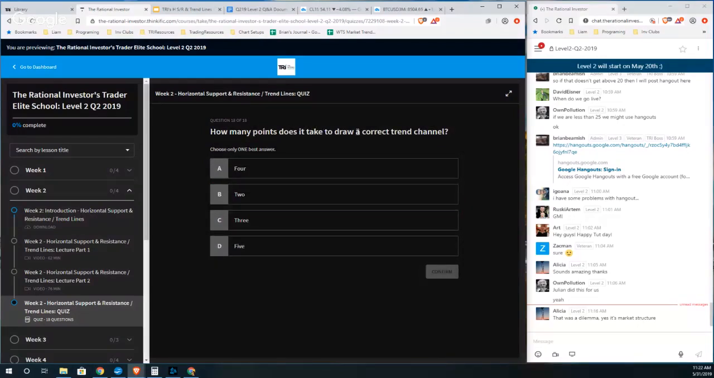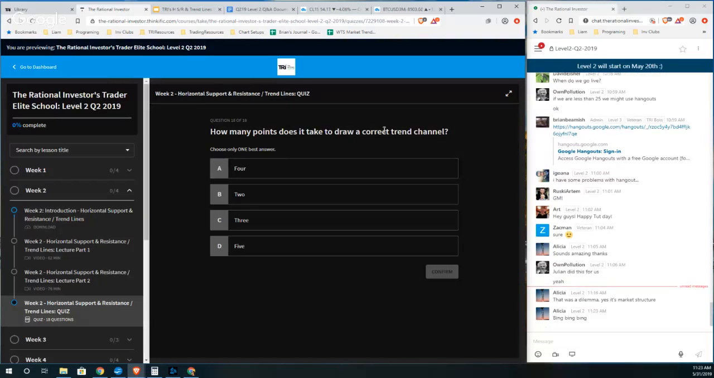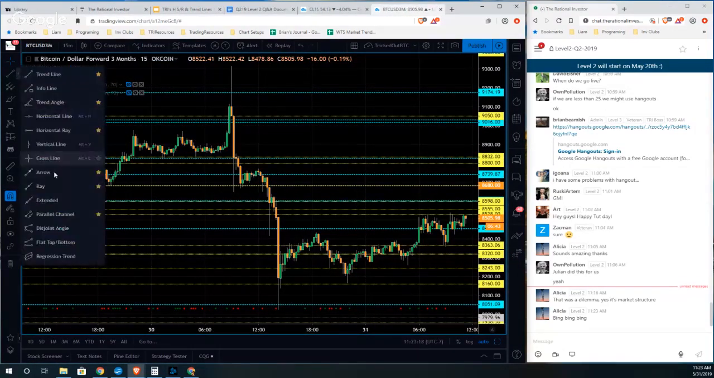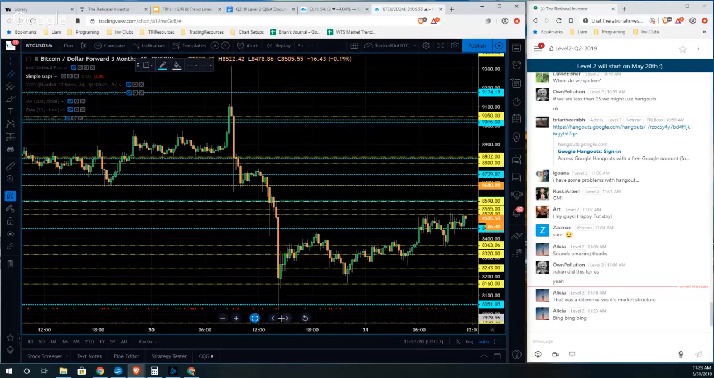Okay, how many points does it take to draw a correct trend line? Oh, isn't that interesting? Didn't we just have this? Trend channel, beg your pardon. Not even reading it right. And the key here with trend channels, and most of the time when most people fail with drawing trend channels, is everybody can draw a trend line. I can play connect the dots. But where am I going to draw the top of this channel?